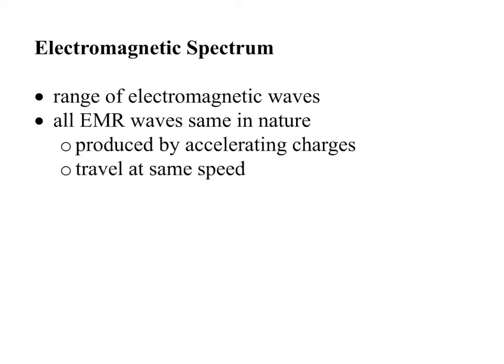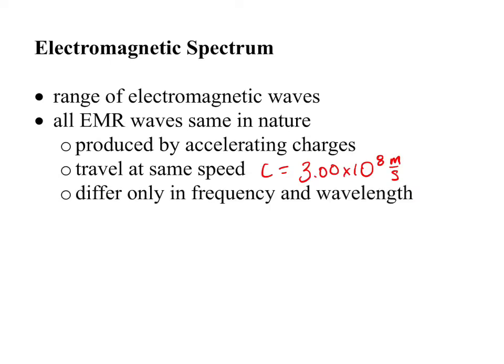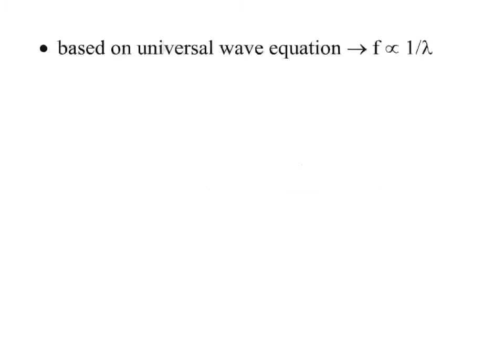They all travel at the same speed, which of course is c, your speed of light, 3.00 times 10 to the 8 meters per second. That is a constant on your data sheet, by the way. You do not have to memorize that. And they differ only in frequency and wavelength. And that is based on our universal wave equation, because we know that frequency and wavelength are inversely related. So for example, as frequency goes up, what happens to our wavelength? It goes down. And since the speed of light is constant, they're going to go up and down by a constant rate.